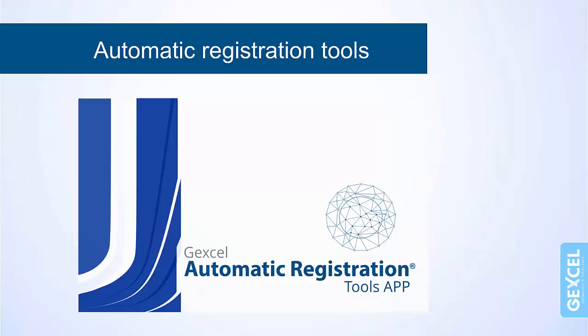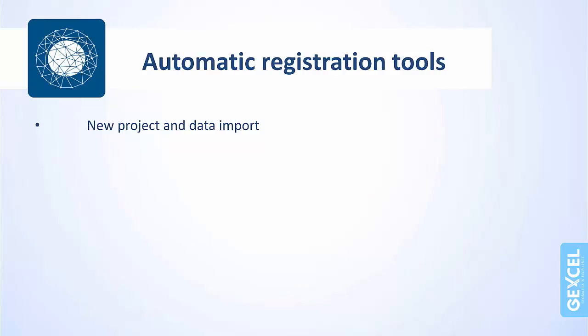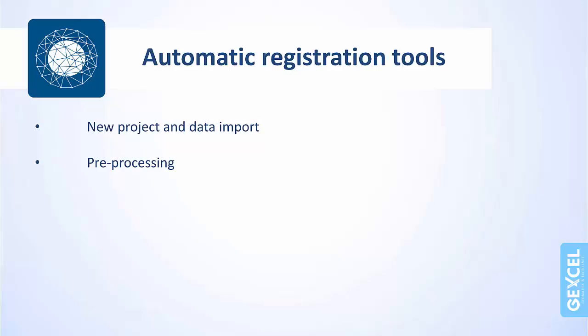This video tutorial describes how to use the app for automatic registration to align your FARO focus raw data, in few guided steps without any target, sphere or reference point. As first step, we will show how to create a new project and import your FLS files. As second step, it will be shown how to automatically pre-process the clouds to prepare the data for the automatic alignment.